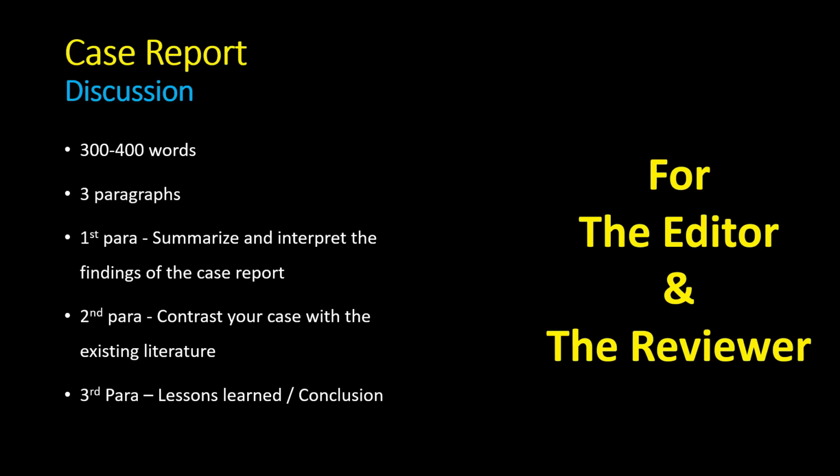So here, if it is 900 words for IJO, I'll keep 300 to 400 words for discussion. Again, it's usually 2 to 3 paragraphs. In the first paragraph, you summarize and interpret the findings of the case report. Then you contrast your finding. Like in this patient, I saw it was a dermatophytic fungus, whereas there was one report 20 years back which was some other organism. And why fungi are more common in our culture, why contact lens is not good for the Indian population, something like that.